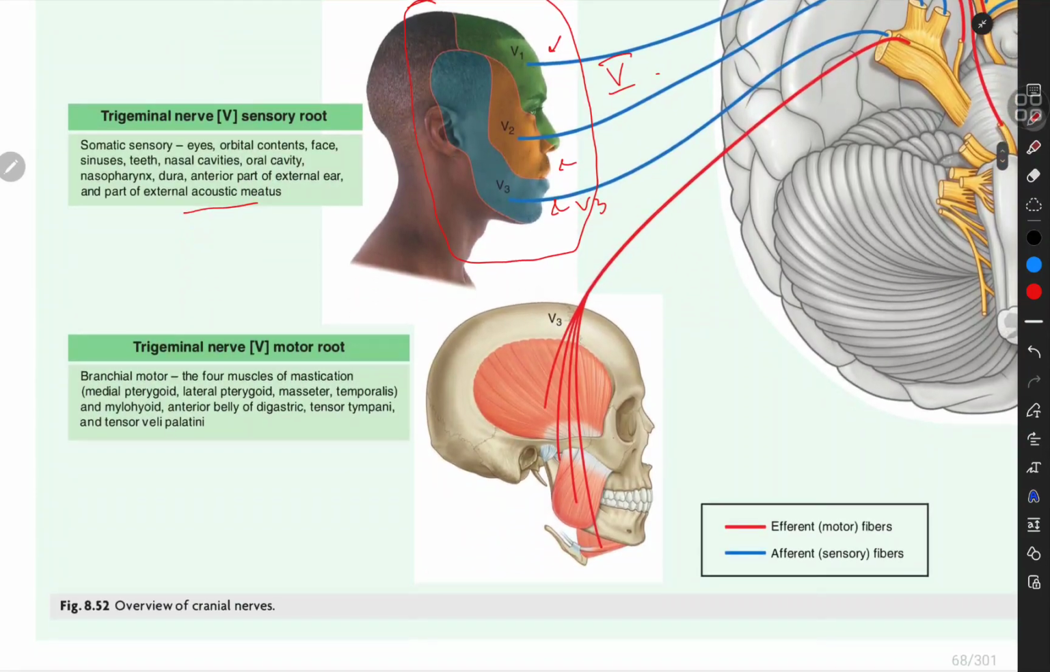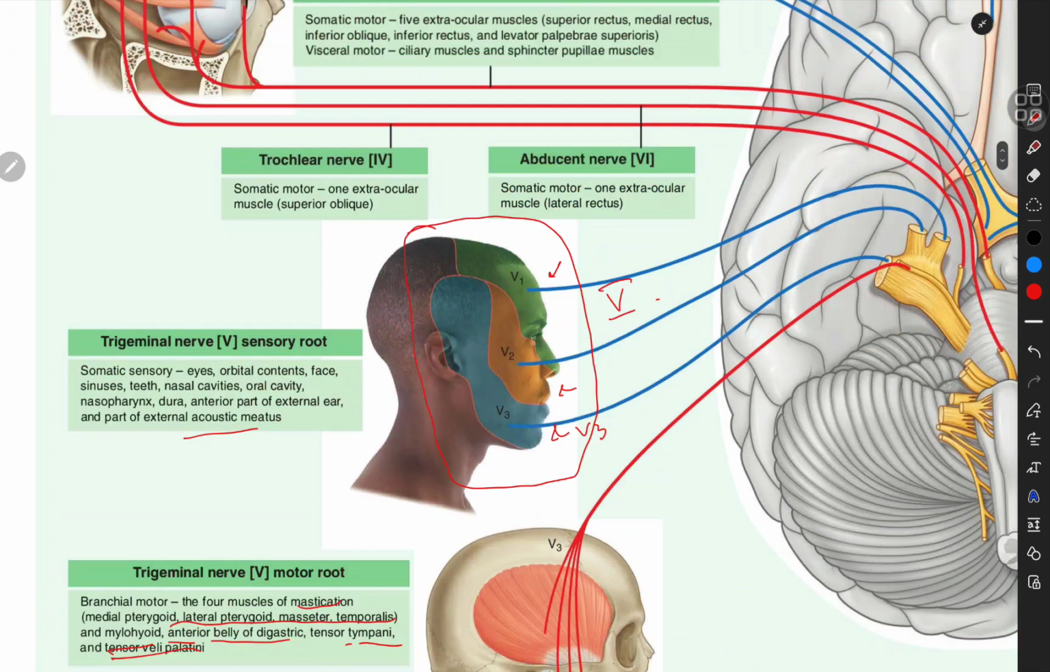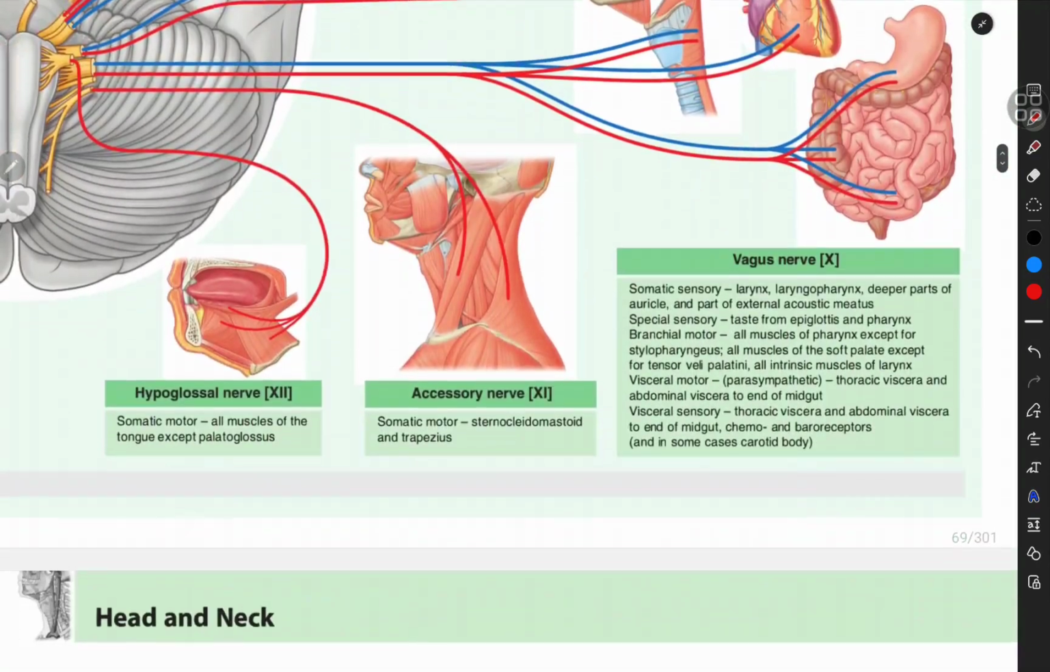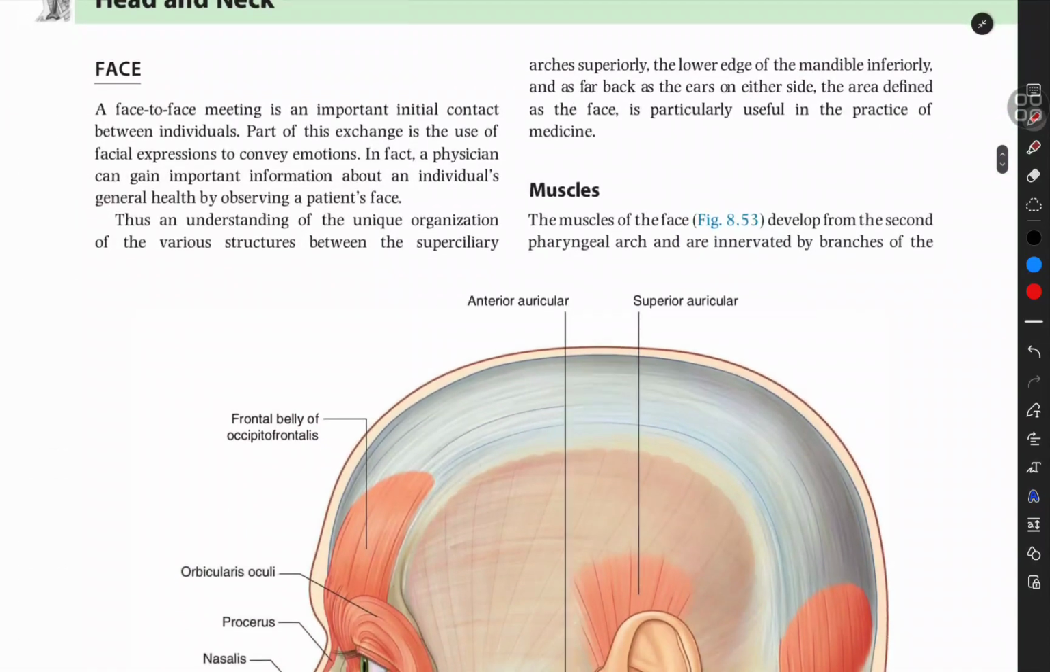Trigeminal nerve, motor root. Yeah, I think this makes sense. 4 muscles of mastication: medial pterygoid, lateral pterygoid, masseter and temporalis, mylohyoid, anterior belly of the digastric, tensor tympani, and tensor veli palatini.